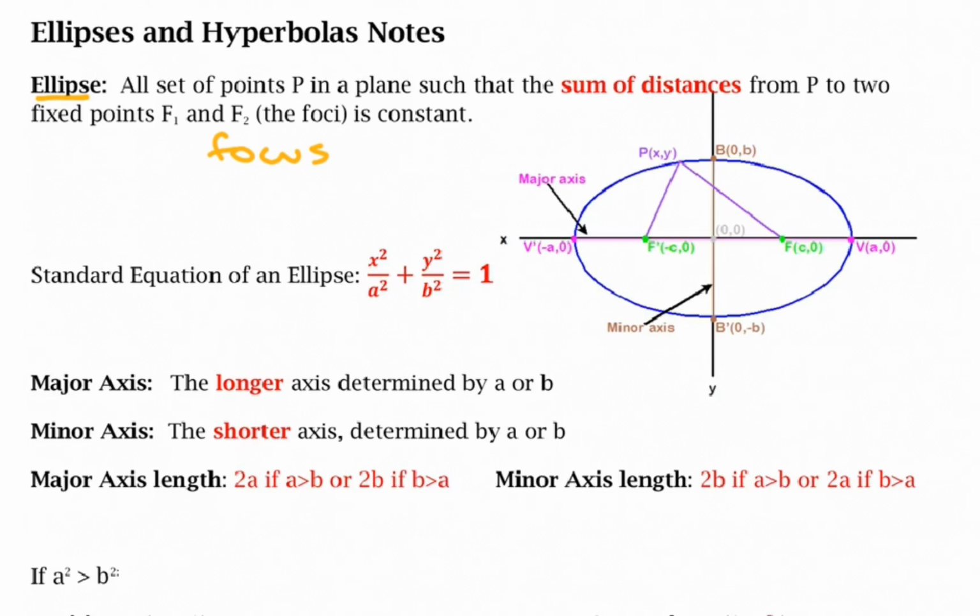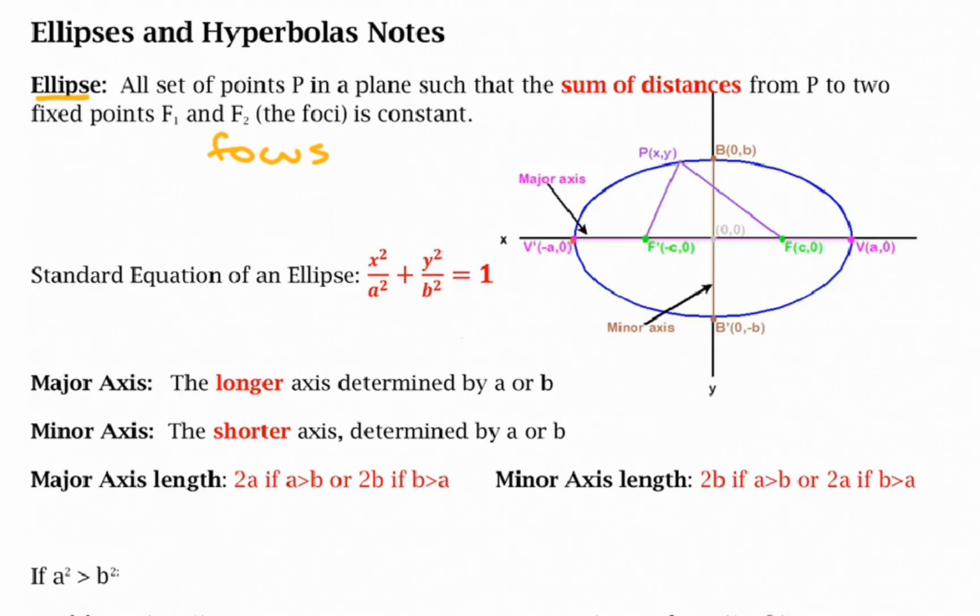Okay, we've got a couple of axes. The major axis in an ellipse is the longer axis, determined by a or b. In the picture up here, this would be my major axis because it's longer than the vertical axis, which would be the minor axis. So we've got a major and a minor axis, determined by whichever one's longer. If a squared is, say, 25 and b squared is 16, then the x-axis will be the longer one. That'll make more sense as we go along. A lot of this stuff in the definitions is going to make a lot more sense as we go further.